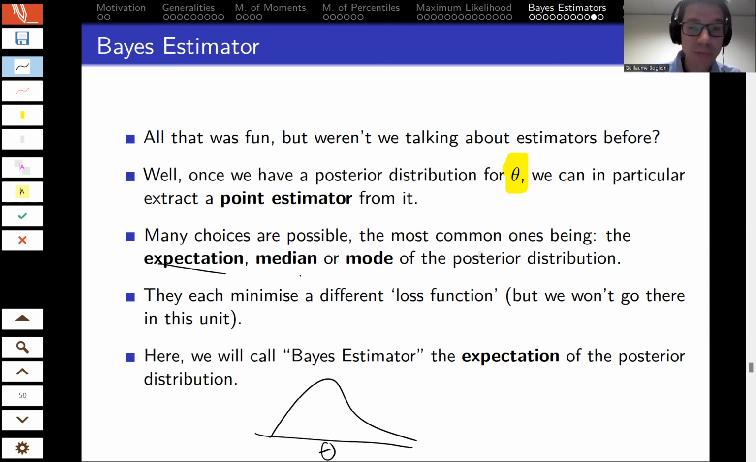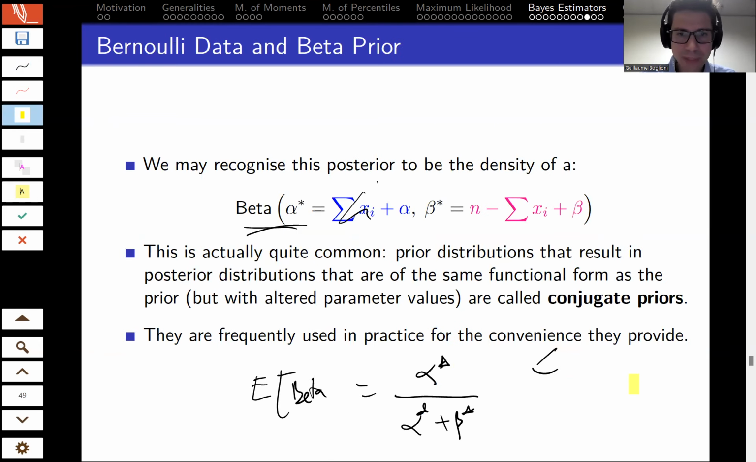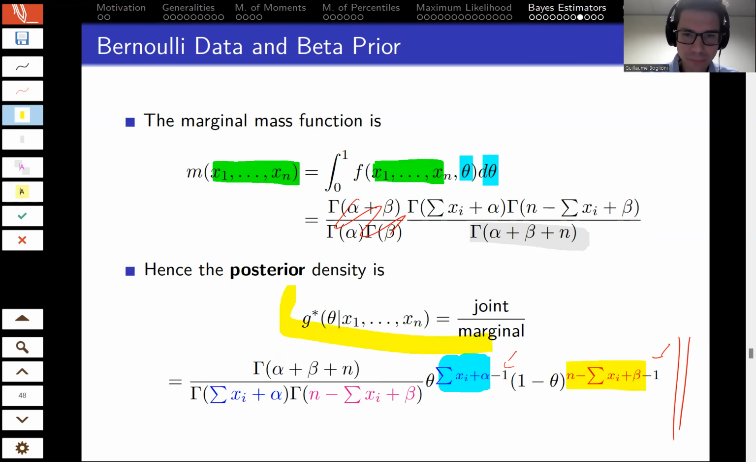Maybe you want to choose the expectation. Maybe you could choose the median. Maybe you could choose the mode. Of course, if it's a symmetric distribution, all those things are the same. But if it's not symmetrical, then they're not the same. Now here, we're not going to enter into competing Bayesian estimators. They all minimize a different loss function, but we're not going to get into that. We're just going to say for this unit that what we call the Bayes estimator is just the expectation, the expectation of the posterior distribution. This is what we call the estimator for theta. Our best guess of theta is based on this posterior distribution of theta.